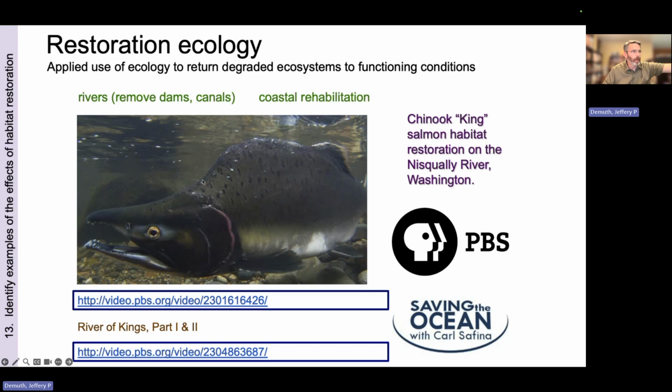Another example, Chinook salmon, a couple of examples with videos here, where taking the dams out and doing coastal rehabilitation has led to a resurgence in the Chinook. So basically just putting back the coastal habitats and the rivers the way they would have been over evolutionary time has done a lot for the Chinook populations.